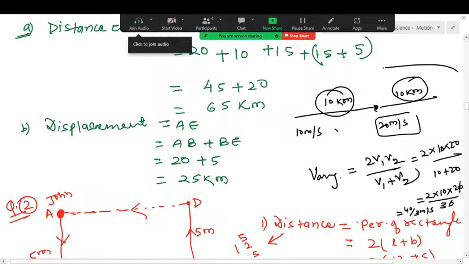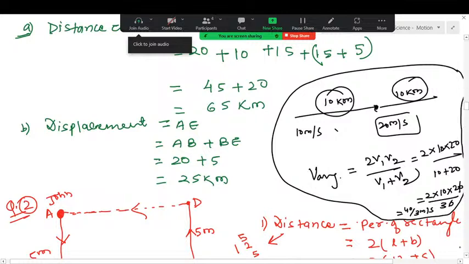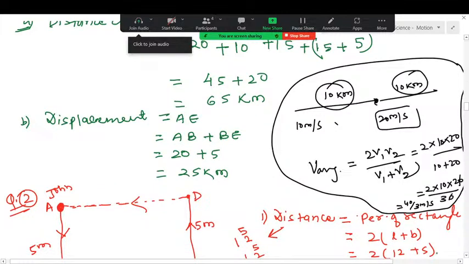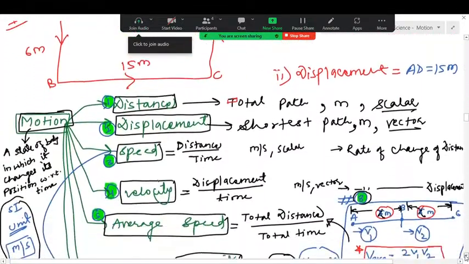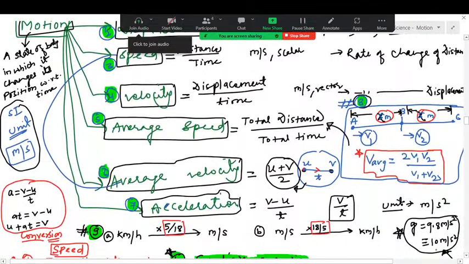Now is it clear where we need to use this formula? This is a special case of average speed that is used when you travel same distances with two different speeds. Got it? What is 8th point? Let me know whether you are okay with this 8th point or not. This 8th point is just the improvement version or a special version of 7th point.